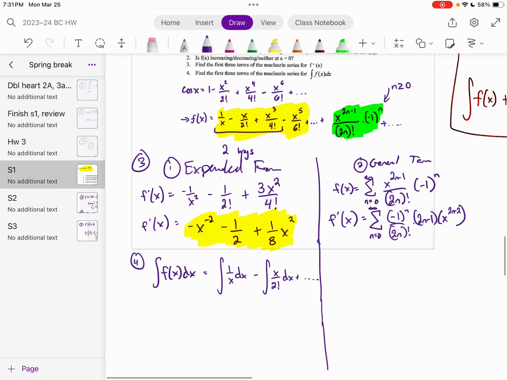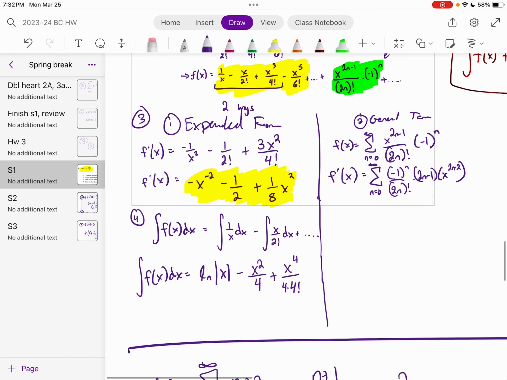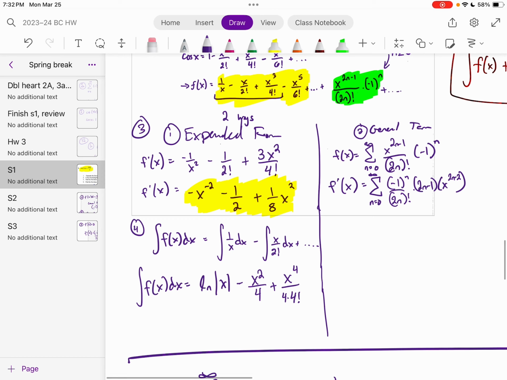So the integral of f of x here is going to be the natural log of x. That one's a little tricky. Minus, what is this? Minus x squared over 4, perhaps? X squared over 4, yes, and then plus x to the 4th times 4 factorial. And again, you could clean that up however you want. I don't feel the need to. I'm just going to leave it like that. But if that bothers you, that's tough.